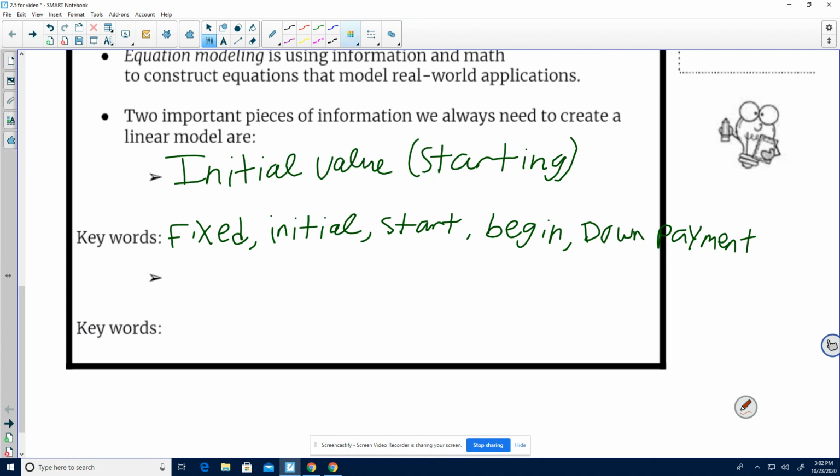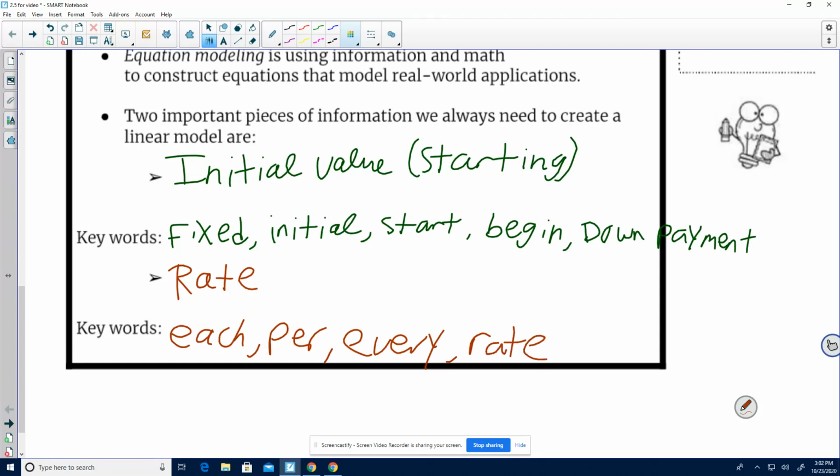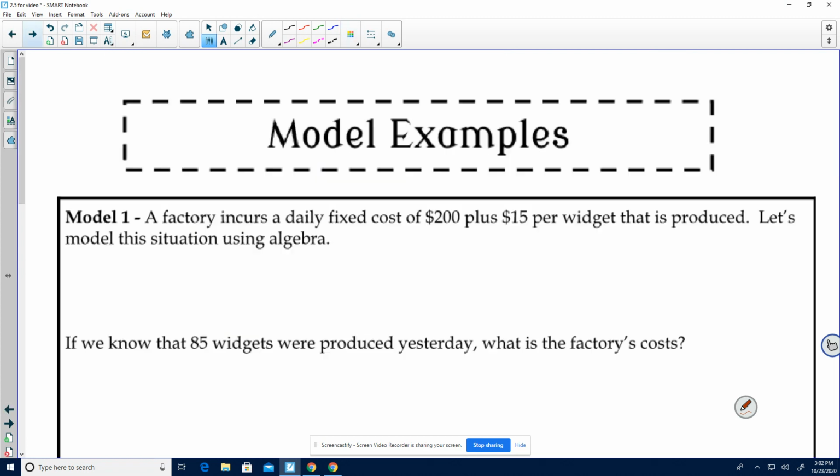The next value that we need is our rate. Some keywords to indicate that we're talking about rate are each, per, every, or we might even see the actual word rates. Okay, so now what the heck do these words mean? Well, we're going to see in a minute. Okay, let's take a look at 2 examples, and then we'll be good.